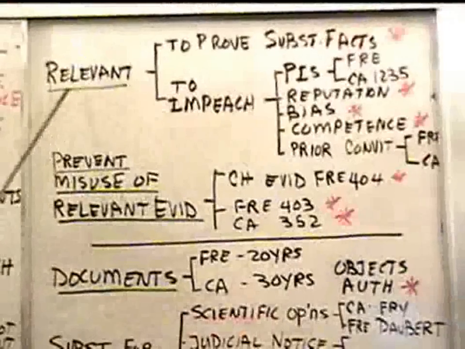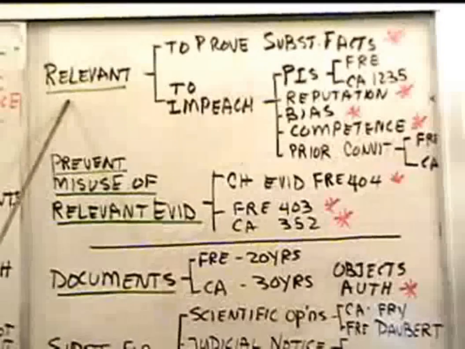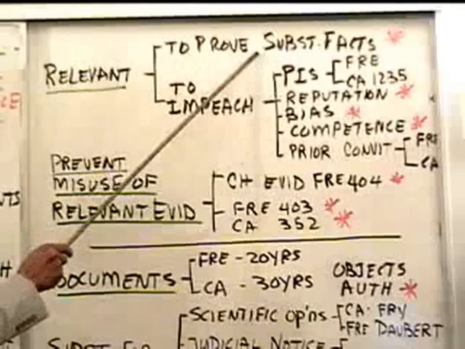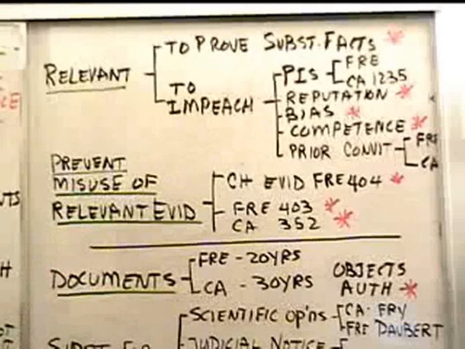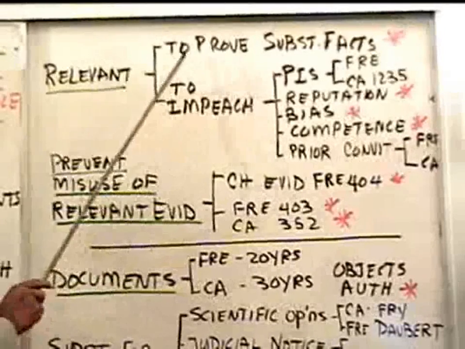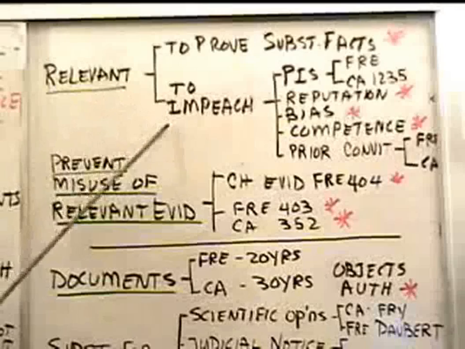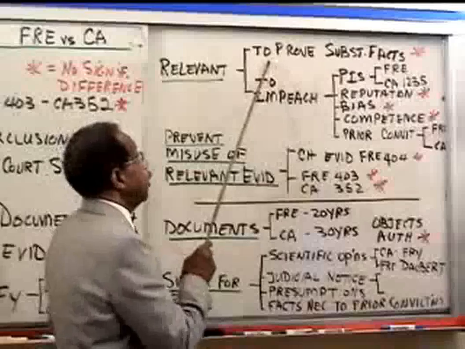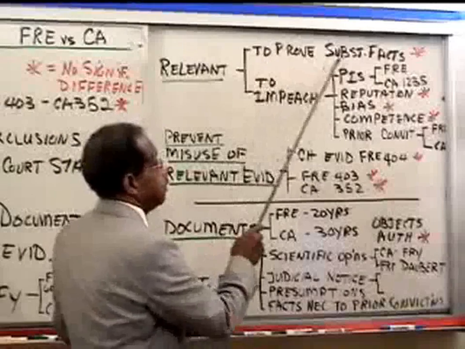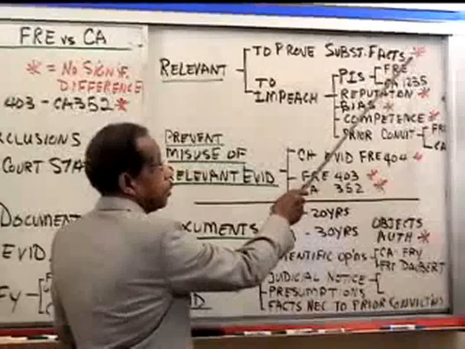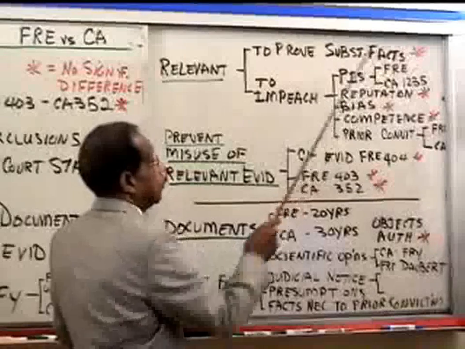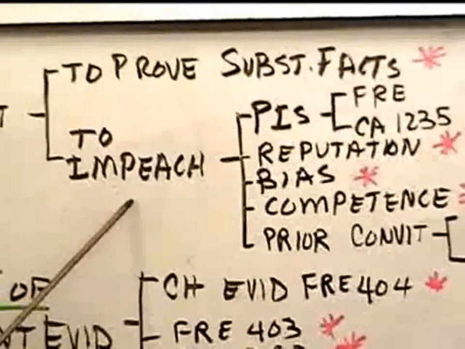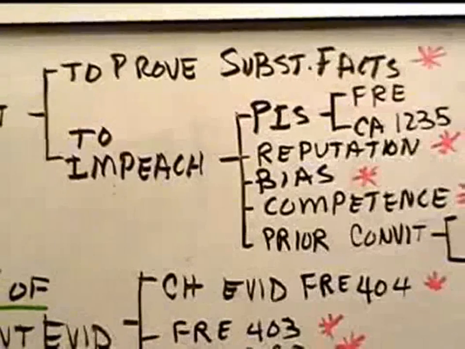And evidence can be relevant, as you know, to prove some substantive fact, some fact of consequence having to do with the merits of the trial. And evidence can also be relevant to impeach. The rules for when the evidence is relevant on a substantive fact are essentially the same under the federal rules and California rules. The rules for impeaching are the same in many areas, but different in some. And I will point out those differences.